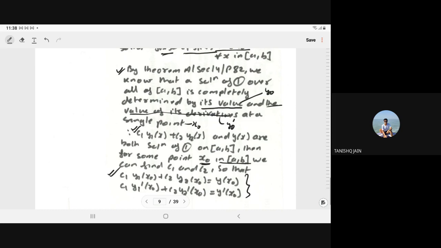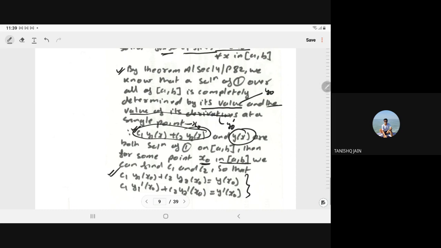Because in the theorem it states that if any solution satisfies the condition at the particular point, then we have the unique solution. Unique solution means we have assumed two different solutions, but if they are equal at the particular point, then we say they are unique.